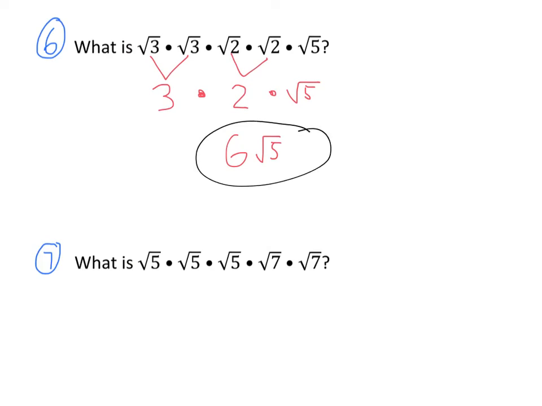Number 7, square root of 5 times the square root of 5 times square root of 5 times square root of 7 times square root of 7. Well, by definition, the square root of 5 times the square root of 5 is 5. The square root of 7 times the square root of 7 is 7. So what I have is 5 times the square root of 5 times 7. And we can rearrange this to be 5 times 7 times the square root of 5, or in other words, 35 times the square root of 5. That's our answer.